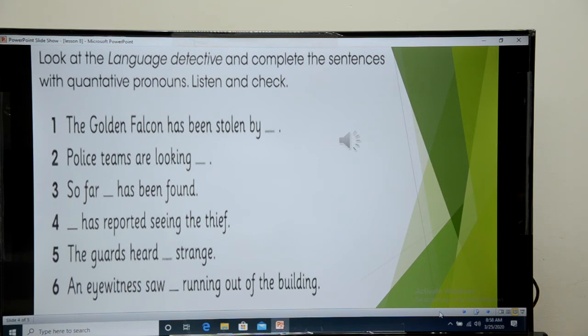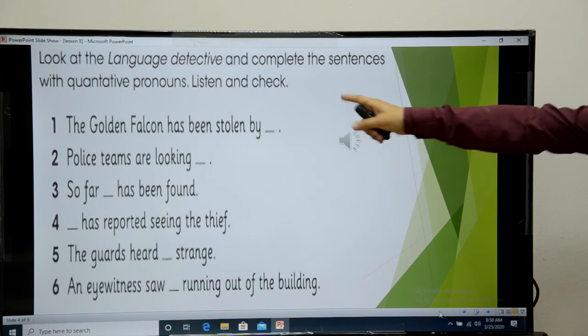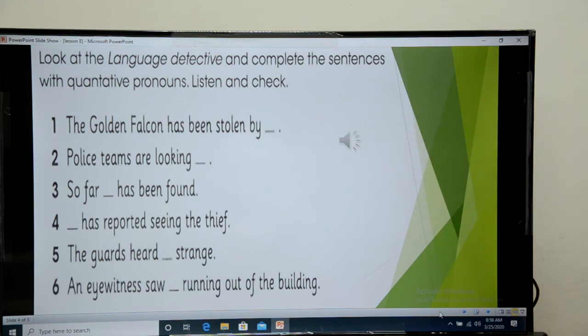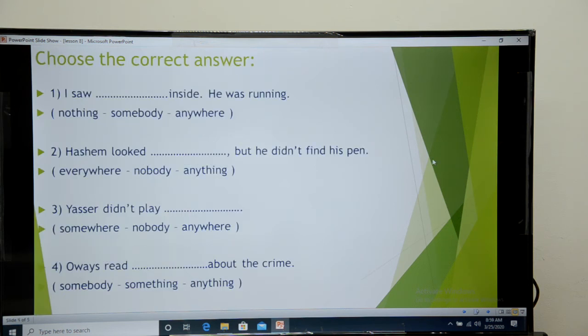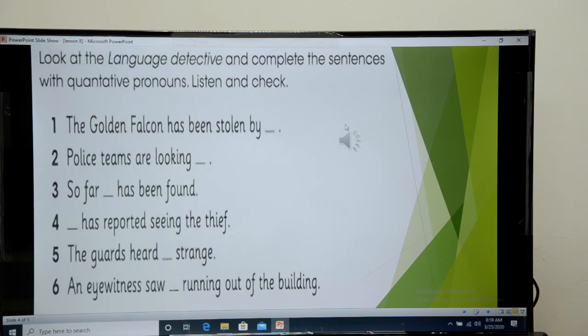5, the guards heard something strange. Excellent. Number 6, an eyewitness saw someone running out of the building. So what running out of the building? Someone, maybe somebody, maybe. Teacher, let's listen to this track to fill in the spaces and make sure our answers are right or wrong. So let's listen, please.